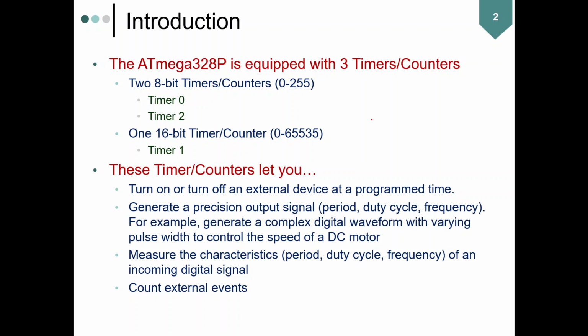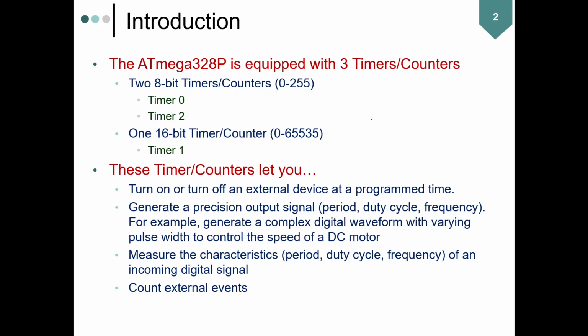Now, the internal functionality of these timers is almost the same with very minor differences. So we are going to cover only timer 0, and you can then extend your knowledge beyond that to timer 1 or timer 2. As it is obvious, timer 1 is used when you want larger delays, or you want to count a large number of events, more than 255.